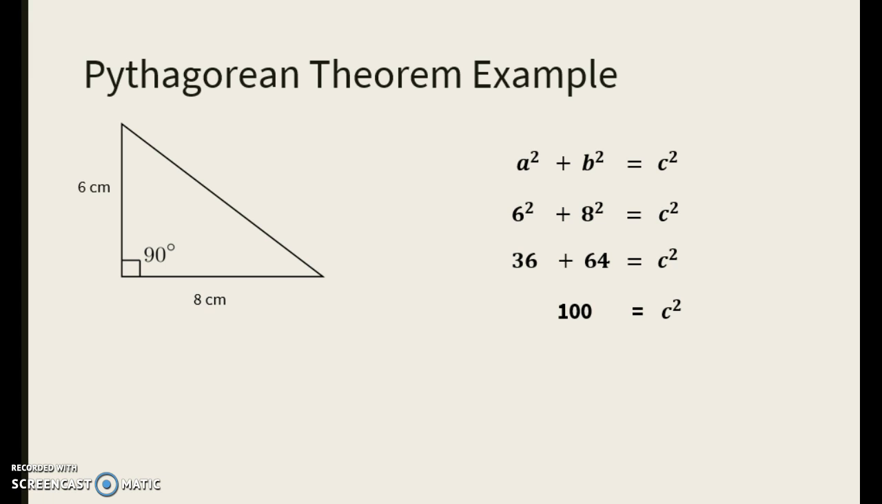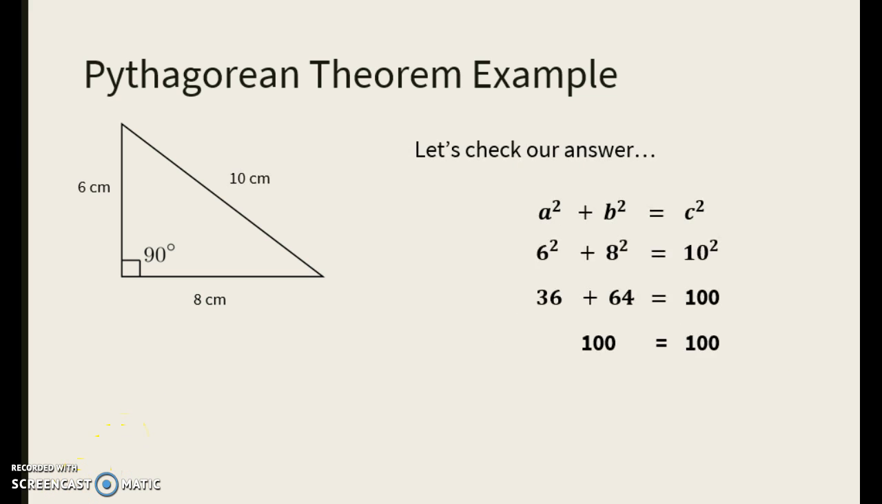Then we're going to simplify. 6 squared is 36. 8 squared is 64. Equals, again, still c squared. Next, we're going to simplify some more. We're going to get 100 equals c squared. Now the final step to get c by itself is just to take the square root of both sides, and we're going to get c equals 10.